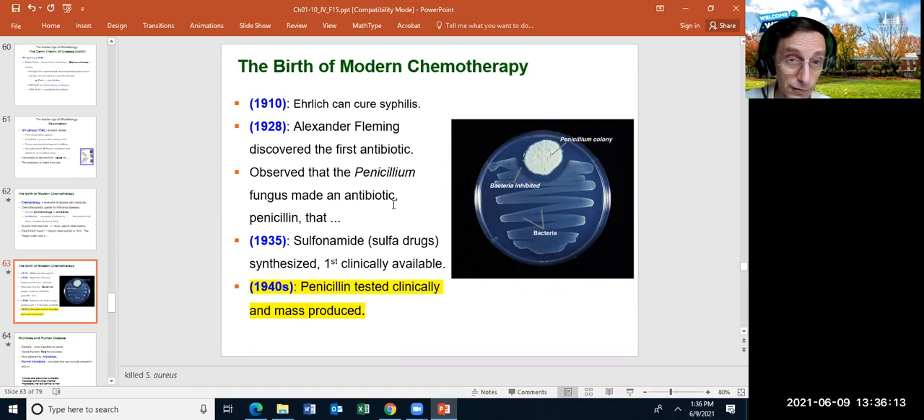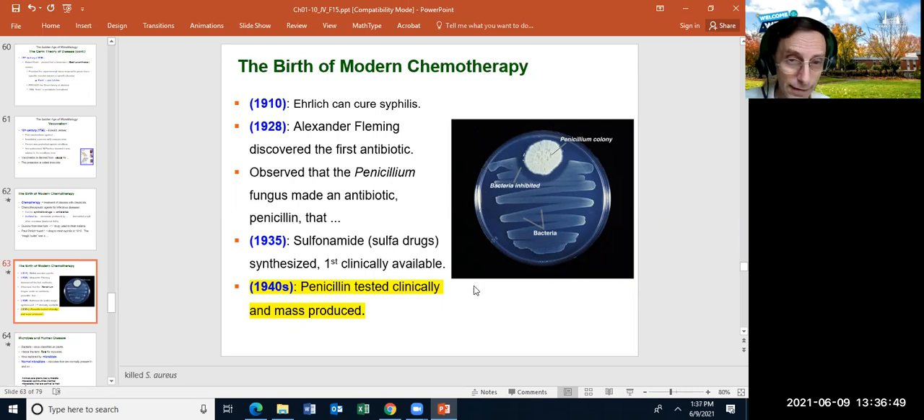It wasn't until much later that biotechnology advanced, and then they were able to purify penicillin and use it as a clinical drug. So penicillin was actually the second antibiotic that became available to clinicians. It was the first one discovered, but the second one that became clinically available. And that's not a major point, I'm just informing you.